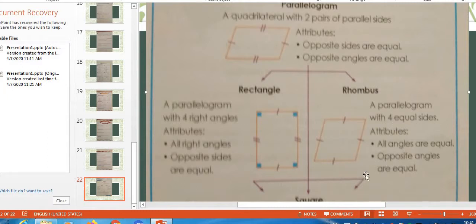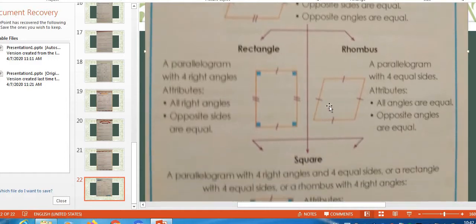Okay, moving to the rhombus, a parallelogram with four equal sides. All sides are equal in length. Opposite angles are equal in measure. This angle is opposite to this angle.